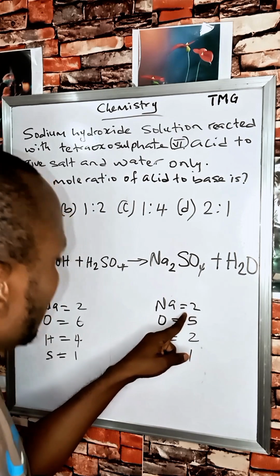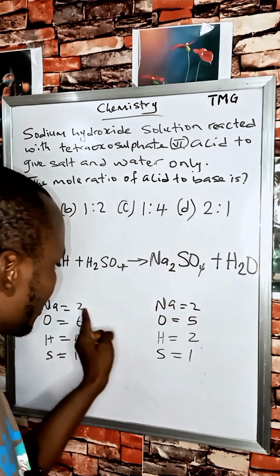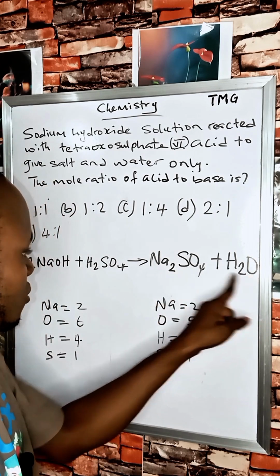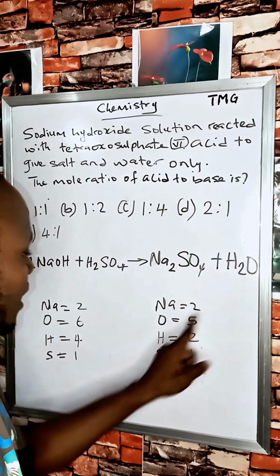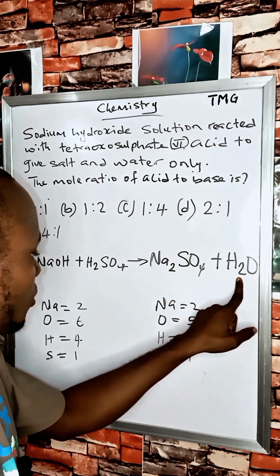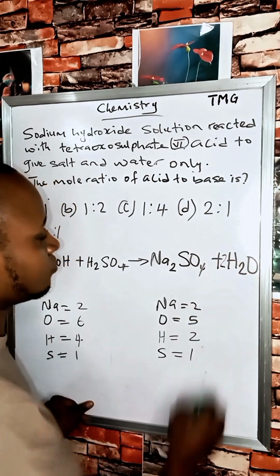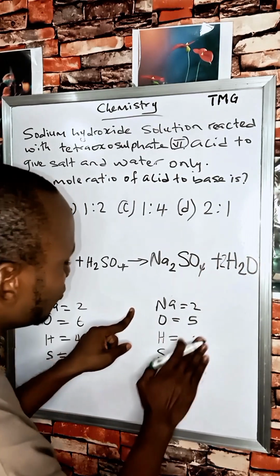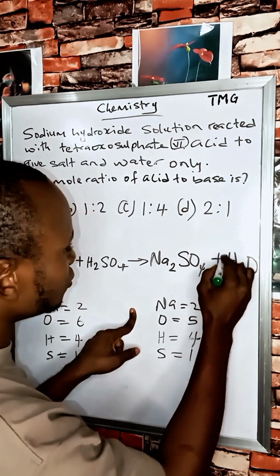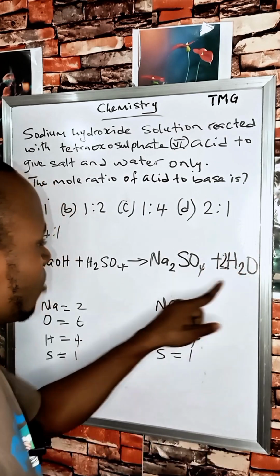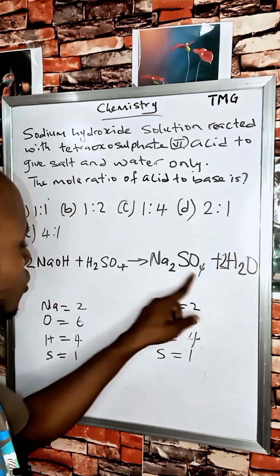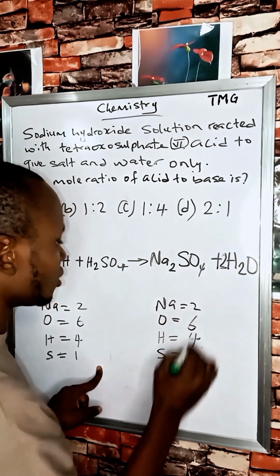So now over here, sodium is 2. Sodium is balanced. Oxygen here is still 5, and hydrogen is 2. So we need 2 to balance hydrogen to make it 4. So we add 2 to this. After adding 2 to that, hydrogen will now become 4. Then oxygen will now become 2 plus 4, making 6. So the equation is balanced.